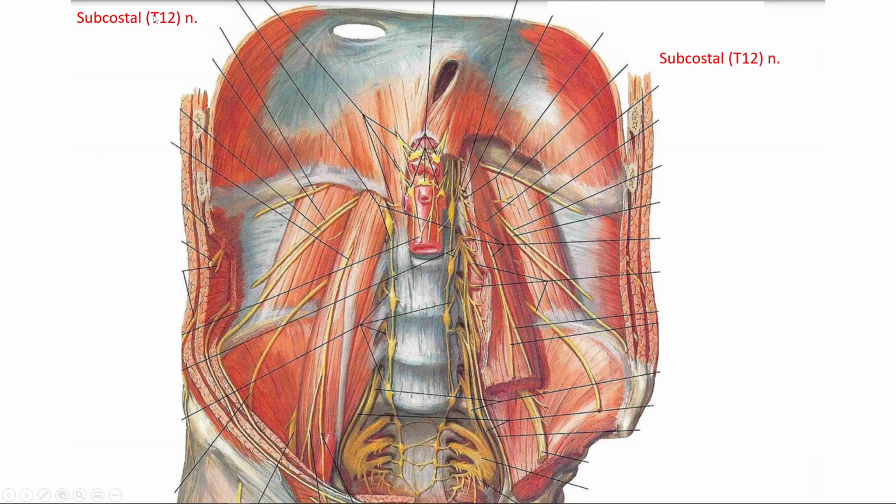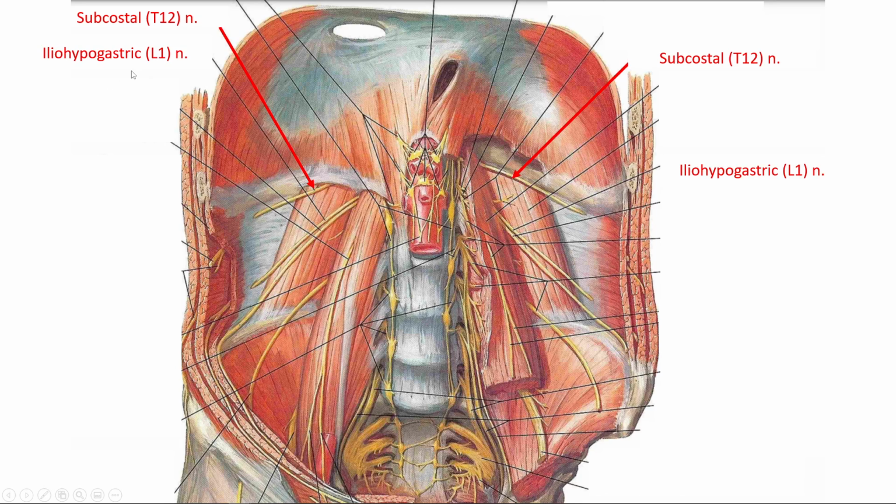So to begin, we have the subcostal nerve. The subcostal nerve is just inferior to the diaphragmatic ligament here, and the subcostal nerve supplies motor to the rectus abdominis in addition to the intercostal nerves, and it supplies some sensation as well.